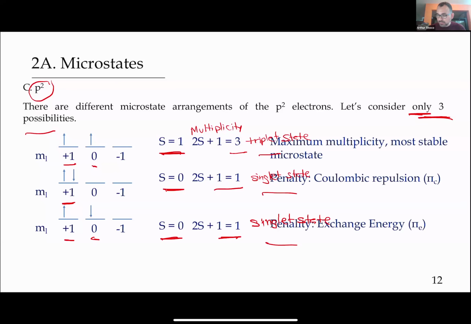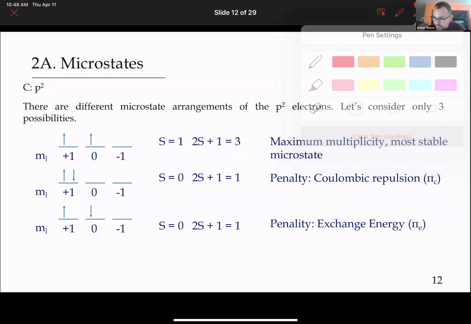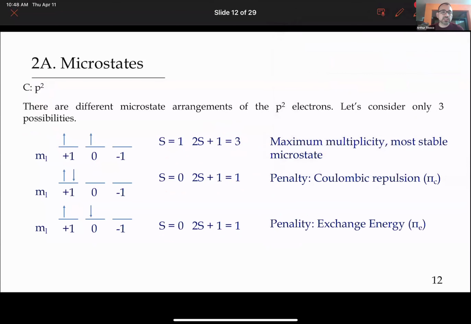Okay, so let's clean this up for you to see this. Well, let's look at them individually. The top one, it turns out, is a representation of your maximum multiplicity. And in fact, of all the different arrangements, of all the different microstates that can be formed, it is the most stable. Okay, and so what does it mean the most stable? Well, it follows Hund's rule.